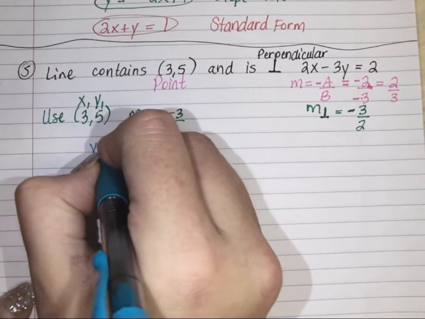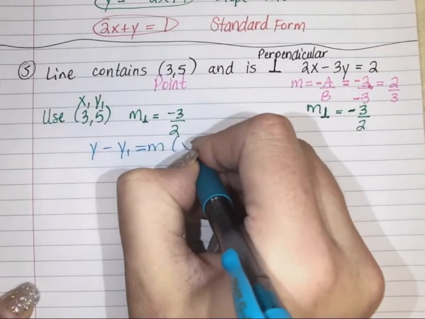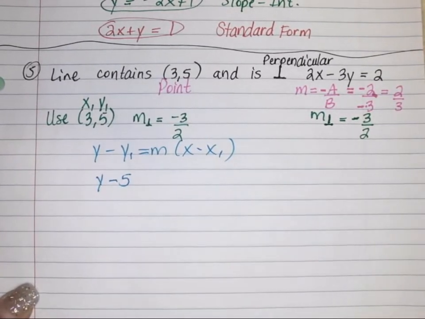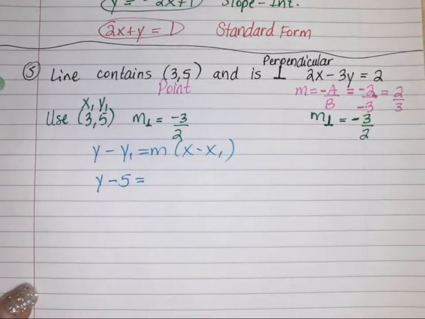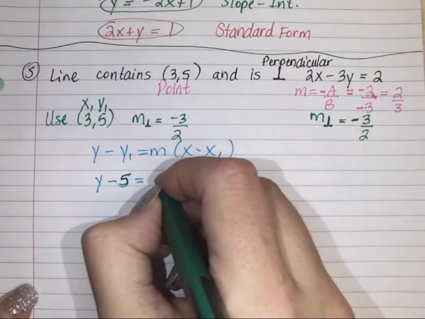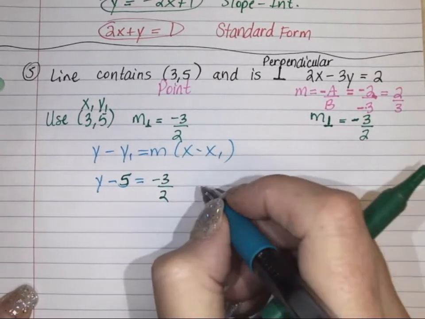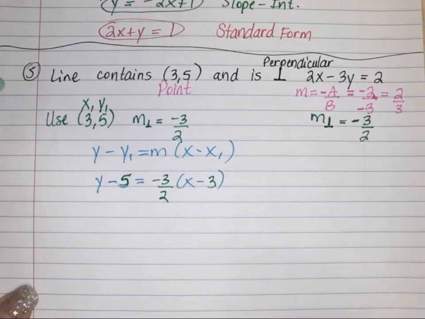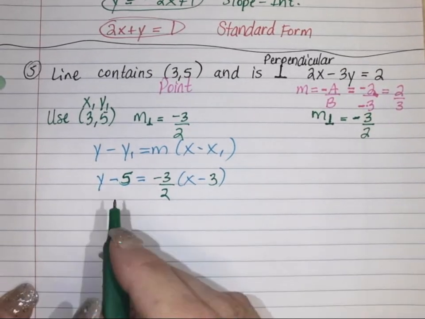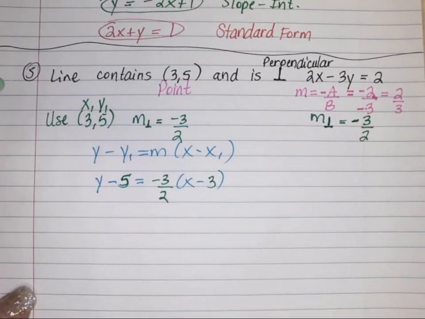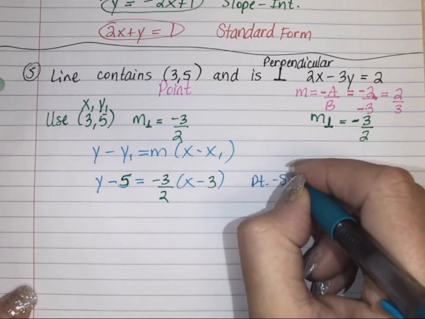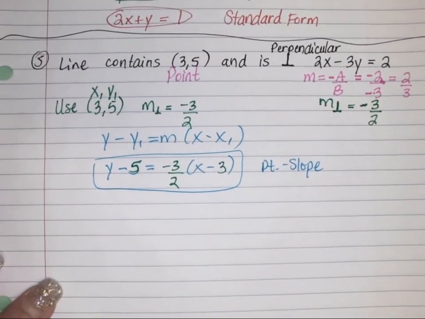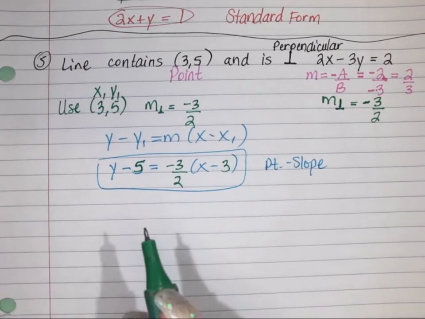So let's plug into my point slope form. So y minus 5, and then you got negative 3 halves times (x minus x1). This would be your answer in point slope, but most of the time they're going to ask you to keep going and change it to slope intercept.